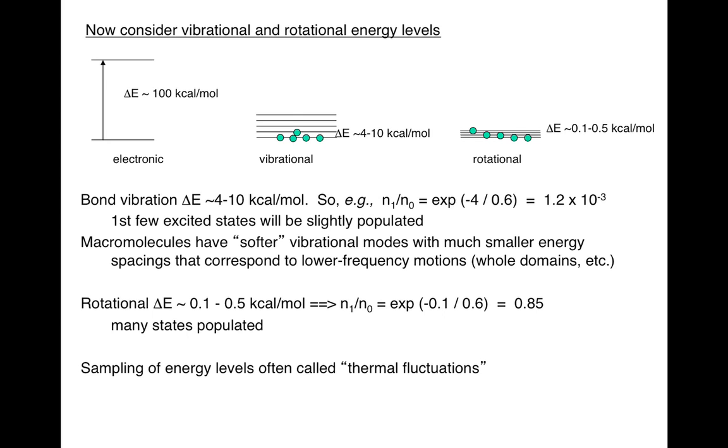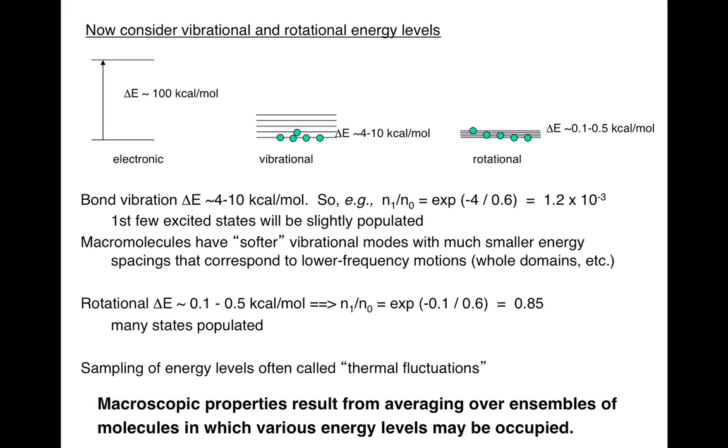At room temperature, the sampling set by RT or kT allows for the so-called thermal fluctuation. So when we're not at absolute zero, you can sample different energy levels, and how frequently they're sampled is determined simply by the difference in their energy levels. When we then look at a bulk property, the macroscopic properties result from the averaging over ensembles of molecules in which various energy levels are occupied. Very important point. So we're always looking at ensembles and looking at averages.